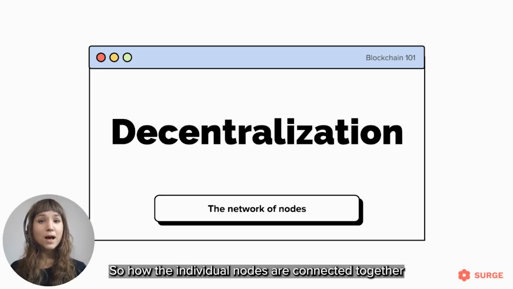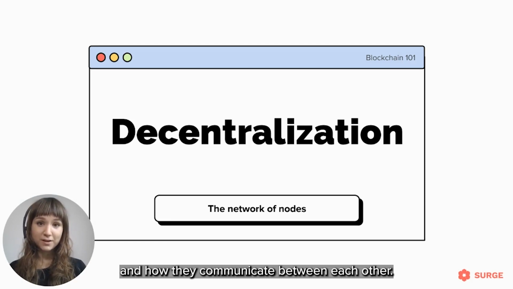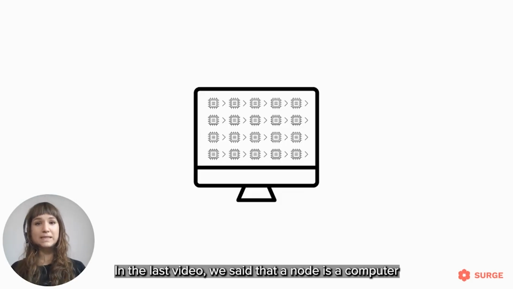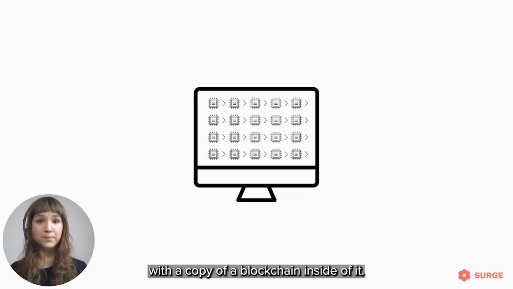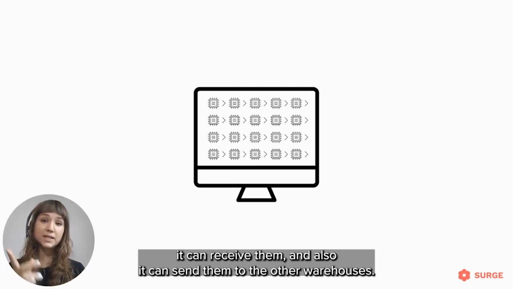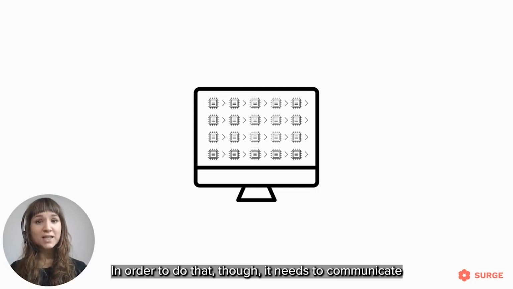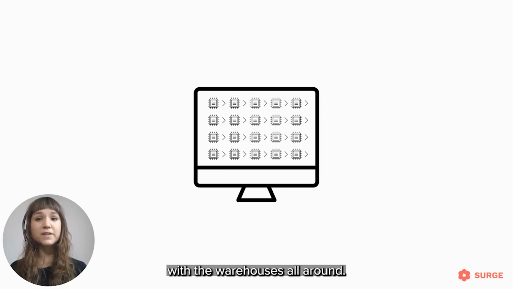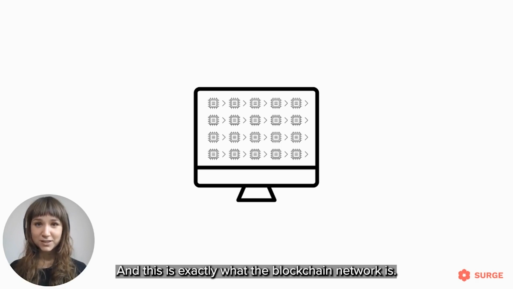Decentralization. So how the individual nodes are connected together and how they communicate between each other. In the last video, we said that a node is a computer with a copy of a blockchain inside of it. If you remember my analogy, then you can think of a node as a warehouse, which can store packages, it can receive them, and also it can send them to the other warehouses. In order to do that, though, it needs to communicate with the warehouses all around.